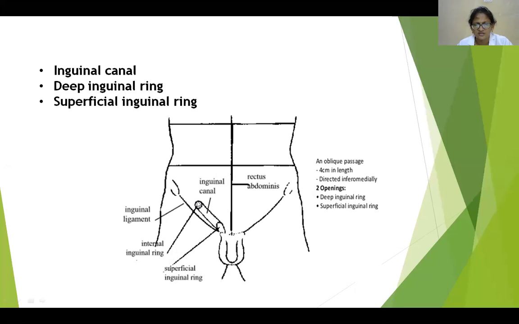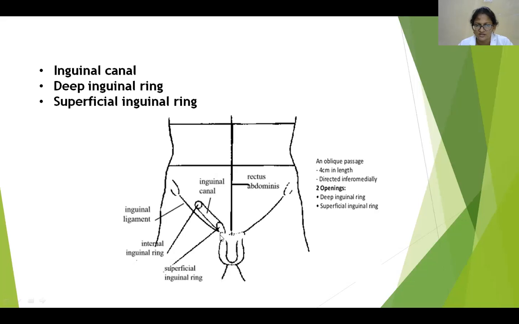You see the deep inguinal ring in the fascia transversalis, just 1.25 centimeters above the mid inguinal point. Next, coming to the superficial inguinal ring, you see the superficial inguinal ring 1 centimeter above and just lateral to the pubic tubercle.